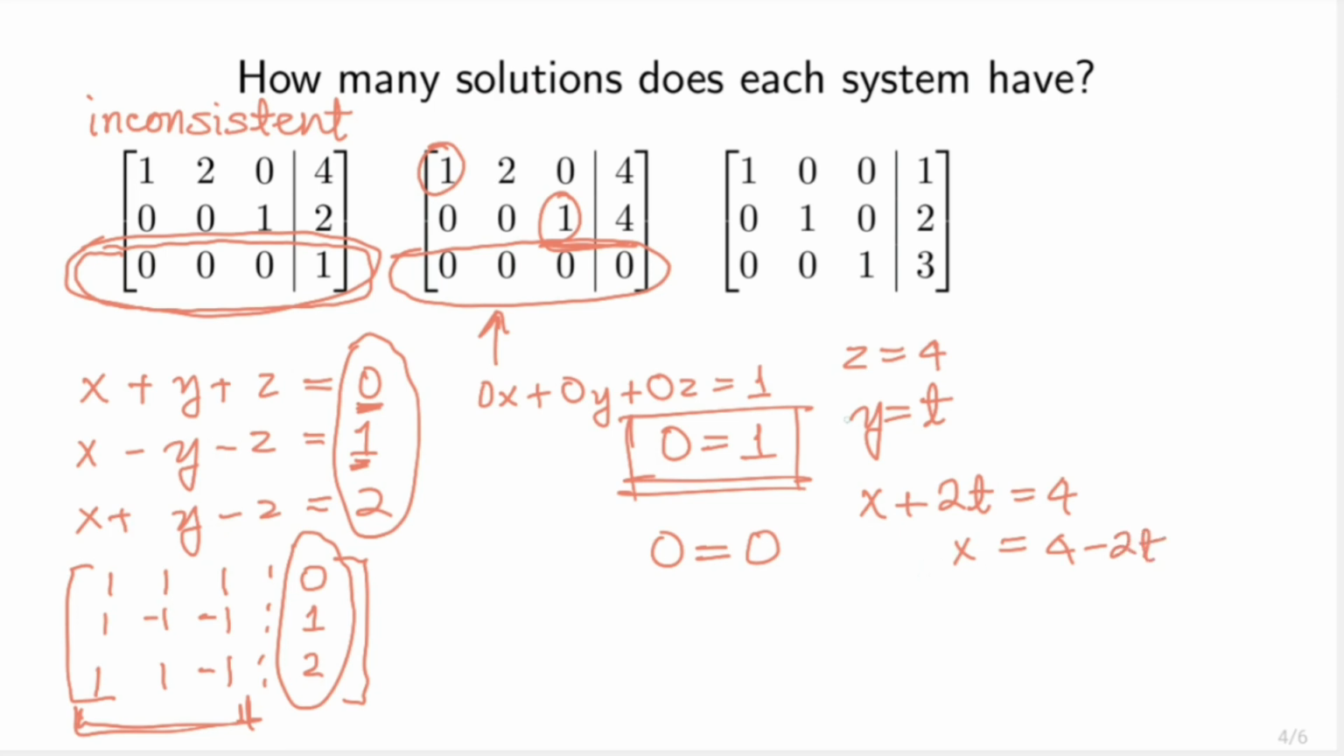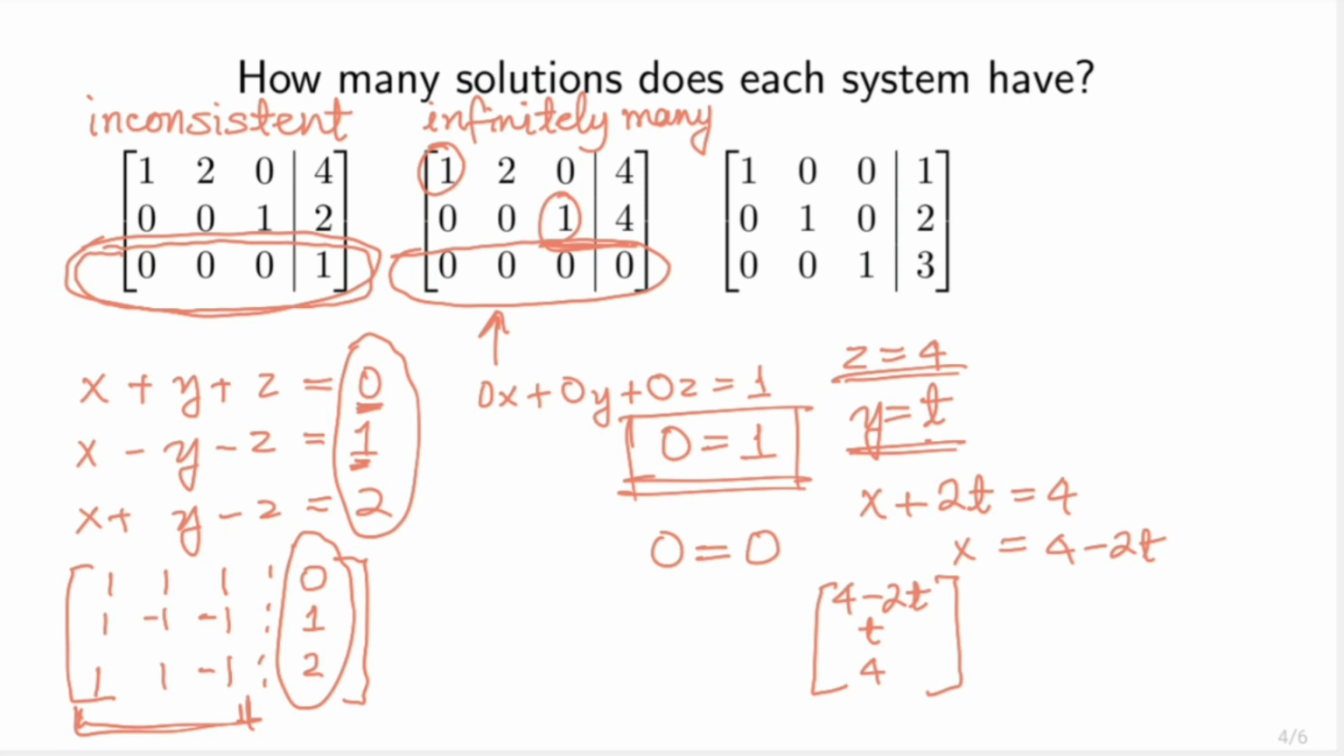We've already found y to be t, set to a parameter, and then we found z to be equal to 4. So the set of solutions for the system is going to be 4 minus 2t, then t, then 4. So for every value of t, we're going to get a different solution. Every value of t is going to give us a solution. So we have infinitely many solutions here.